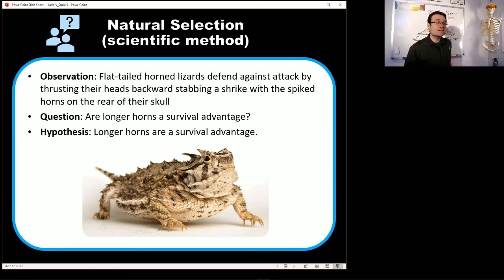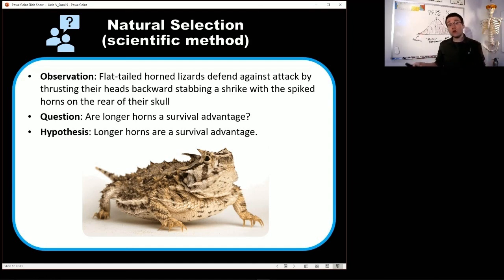Observation. Flat-tailed horned lizards defend against attack by thrusting their heads backward and stabbing a shrike with spiked horns at the rear of their skull. Here's the question. Are long horns a survival advantage or short horns a survival advantage? In a population of horny toads, there are some with short horns and there are some with long horns. Horn length is a trait which varies and is heritable.